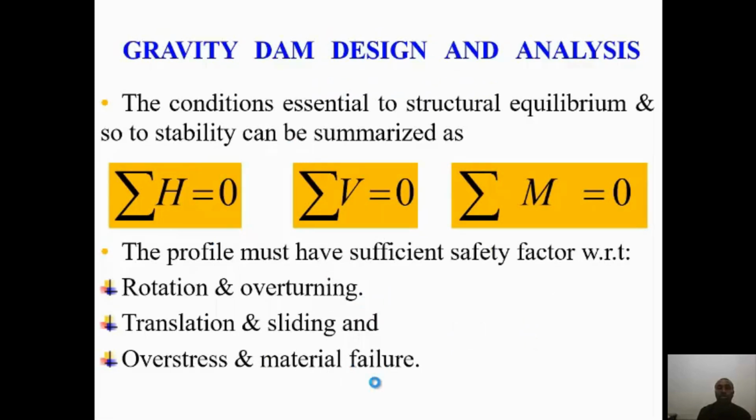The three conditions for structural equilibrium, just to make it stable, are sigma H equals 0, sigma V equals 0, and sigma M equals 0. So the summation of these must be 0 at any point. The profile must have sufficient safety factor with respect to rotation and overturning, which is F naught, translation and sliding, which is FSS, and overstress and material failure, which is related to shear.